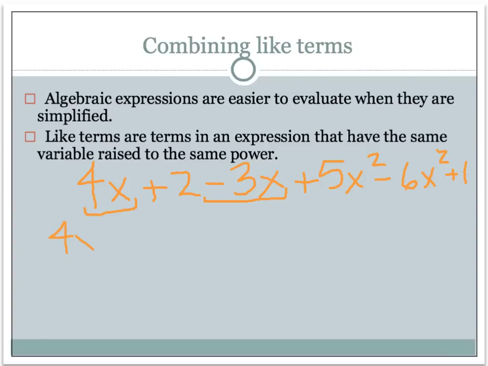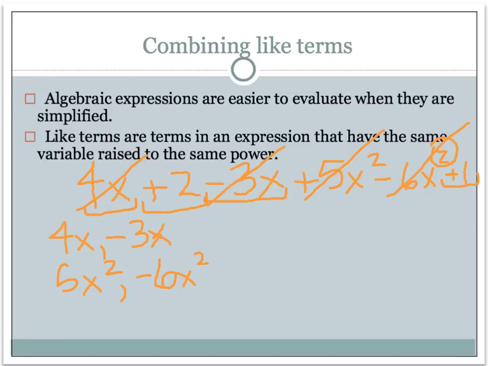So let's write that down. 4x, negative 3x. These are like terms. The x squared terms are not like these because of this exponent, a 2 right here. So we have 5x squared and negative 6x squared. Those are like terms. So I'm going to cross out the terms that I've already used. Now, what about this 2 and this 1? Well, those are like terms because they are just numbers, 2 and 1. So those are all like terms.